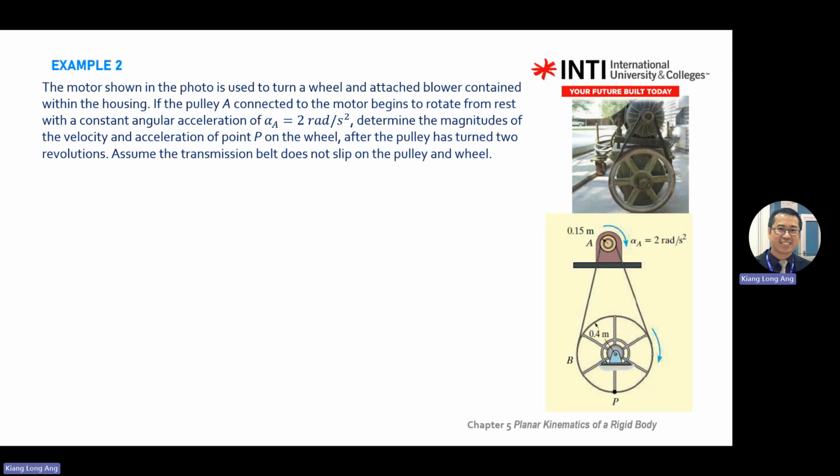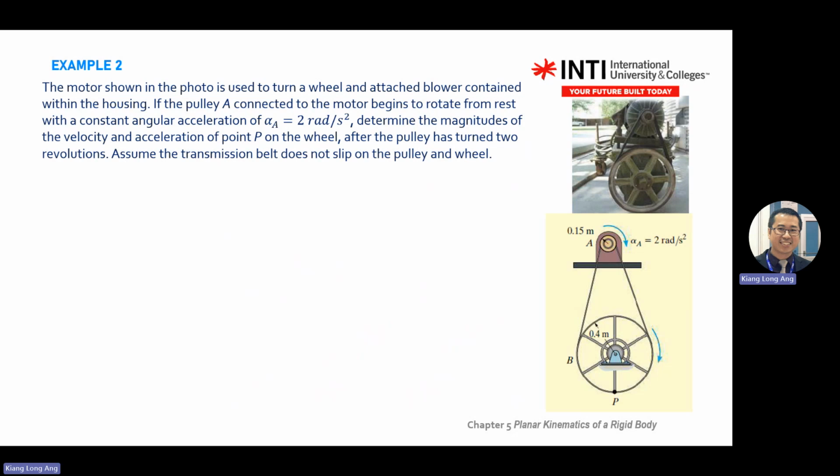Okay, after the pulley has turned 2 revolutions, 2 revolutions means 360 multiplied by 2, or in this kind of question, you need to use radian. 1 revolution equals 2 pi radian. So this one, we have turned 2 revolutions, 4 pi. Okay. Assume the transmission belt does not slip. Transmission does not slip means there is no loss of energy, because later in chapter 5, you will have a scenario where the belt slips. When the belt slips, you will see efficiency already. Okay, so later we'll go into that.